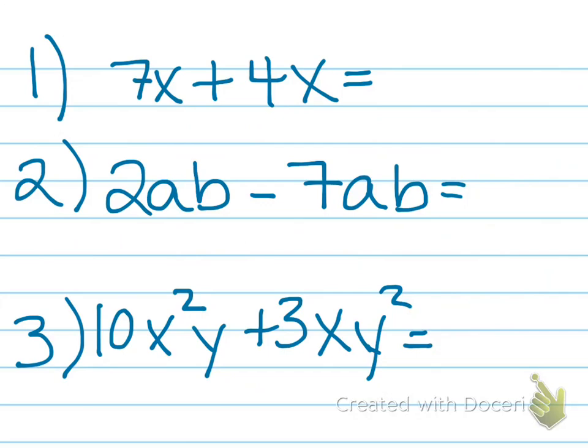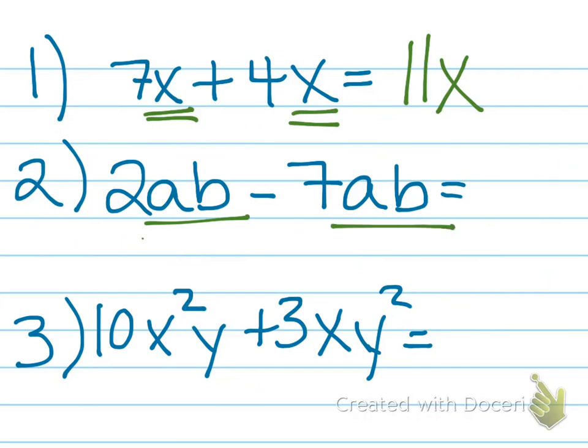Okay, so for number 1, we have the same variable x, and they both have a power of 1, so I can add them to get 11x. In number 2, we have the set AB, and we also have the set AB over here. So both have the same variables, both have A and B, and the A and the B on both sides with the 2 and with the 7 have the same exponent value. So 2AB minus 7AB gives me negative 5AB.